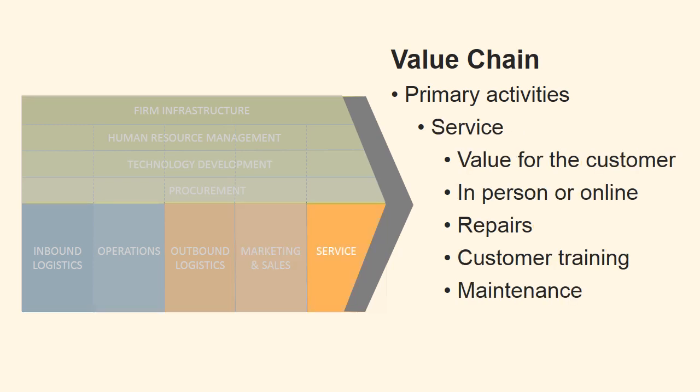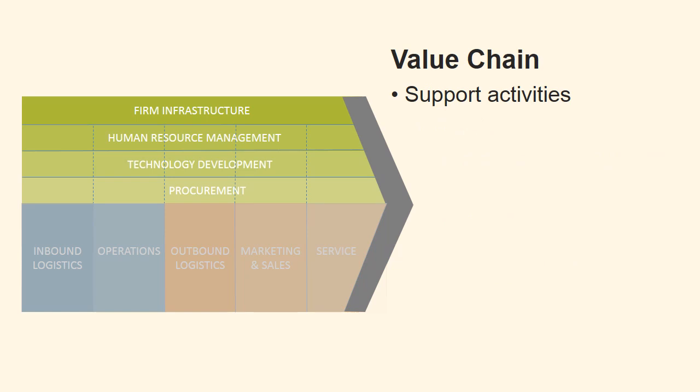Service are activities which ensure that the purchased goods enhance or preserve value for the customer. The service could include advice in person or online, repairs, customer training, ongoing maintenance, and so on. This was the 5 primary activities. Now follows support activities. Supporting activities consist of 4 activities. They are in the upper part of the model and consist of procurement, technology development, human resource management, and firm infrastructure. Each of these activities is discussed in the following.